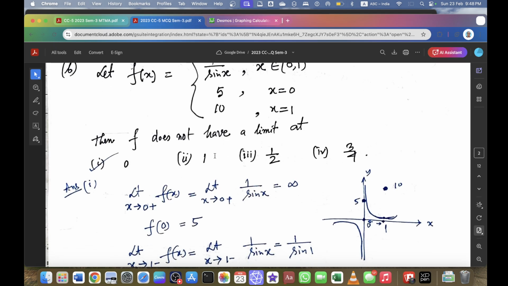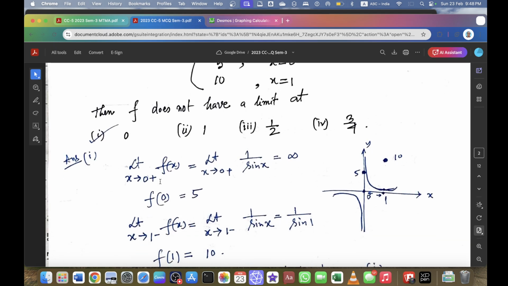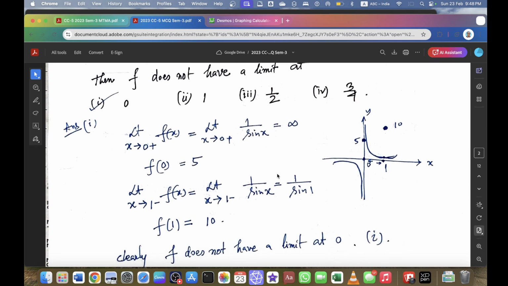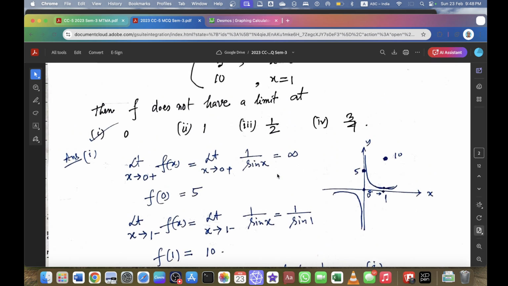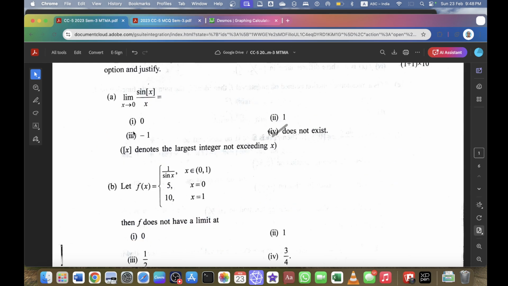So the right hand limit at 0 is infinity, but the value of f(0) equals 5, so f does not have a limit at the point 0. The correct option is 1.